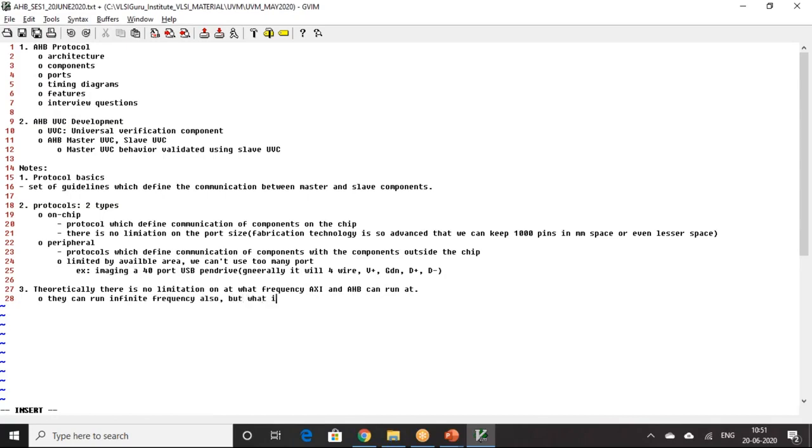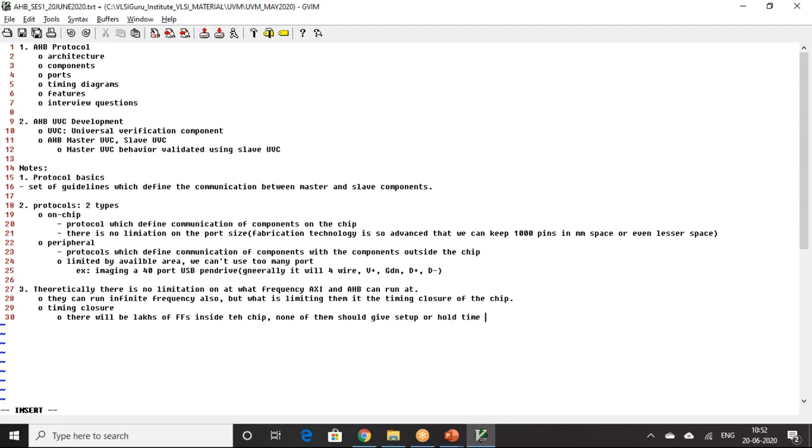But what is limiting them is the timing closure of the chip. We need to close the chip timing. What does timing closure mean? There will be lakhs of flip-flops inside the chip. None of them should give setup or hold time violations at the specified frequency.